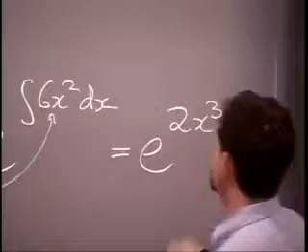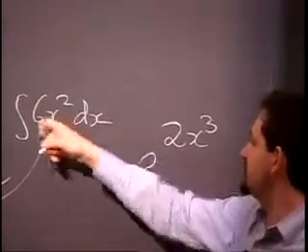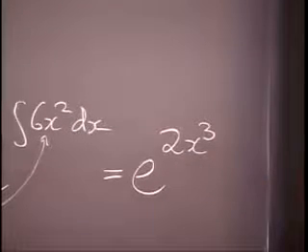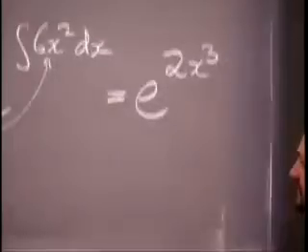I don't need the plus c. I just integrate 6x squared, 3 divided by 3, 2x cubed. And that's the integrating factor. And that is exactly what I multiplied through. We can now reveal it in this step.